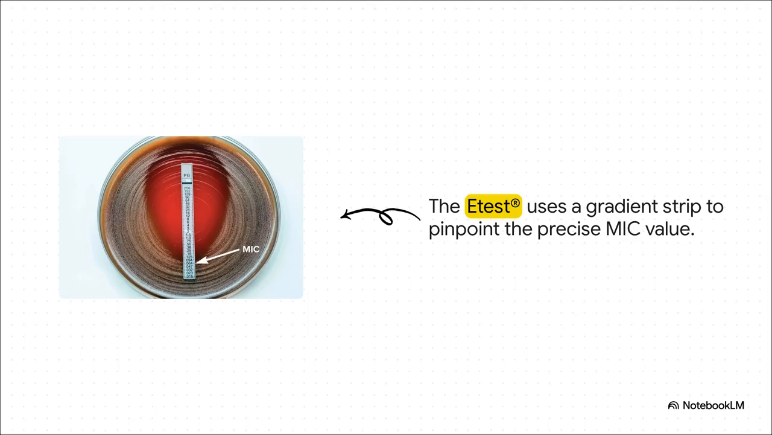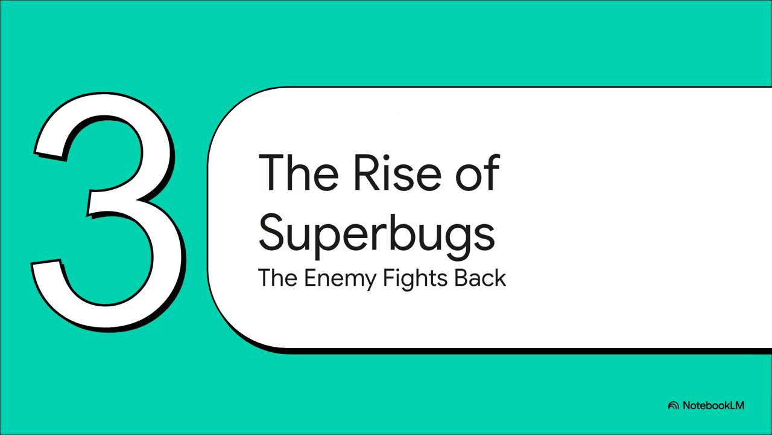Pretty cool, huh? So we developed all these incredible drugs. We figured out how to dose them perfectly. We really thought we had the upper hand, right? But in any arms race, you have to expect the other side to fight back. And they did. This is how we got the rise of the so-called superbugs.